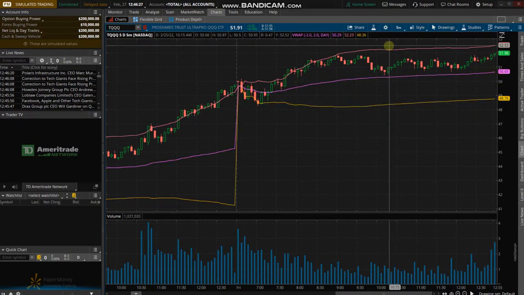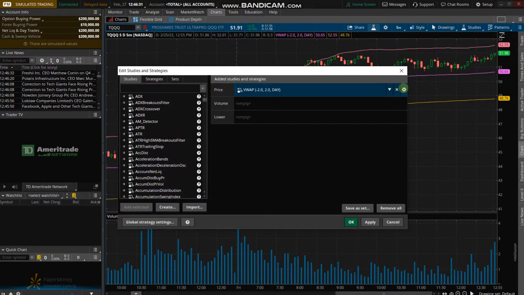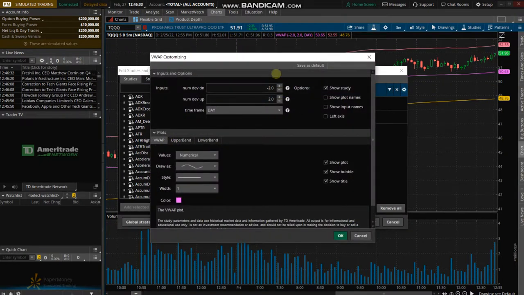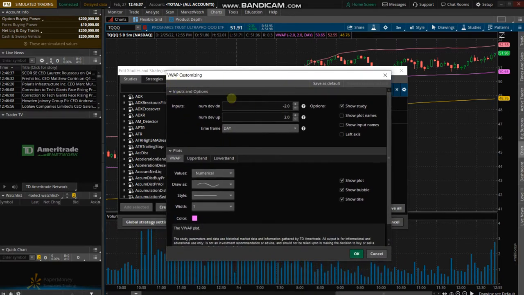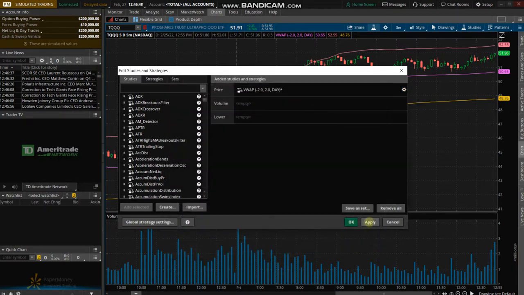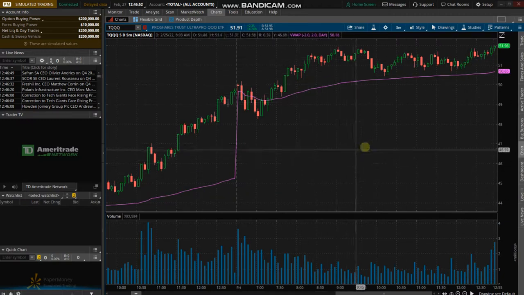I don't usually use that upper and lower band, so you'll want to turn those off for trading. So you just click into the studies, click on the gear. In the VWAP customizing pop-up menu, you click on upper band and you unclick show plot. You do the same for the lower band, and you click OK and then apply. And there you have it. There's your VWAP right there.